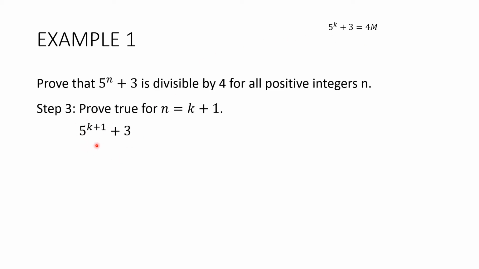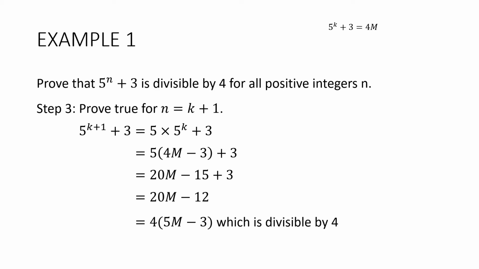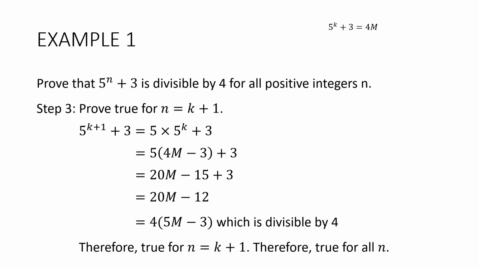So I'm going to split this up into 5 to the k multiplied by 5. And now instead of the 5 to the k, I'm going to write 4m take 3. Don't forget your brackets. Expanding that out gives me 20m take away 15 plus 3. Tidying it up, I get 20m take away 12, which I can factorize a 4 out. And because I've got 4 multiplied by an integer, it's divisible by 4. So we've actually finished. Therefore it's true for n equals k plus 1. Therefore it's true for all n.